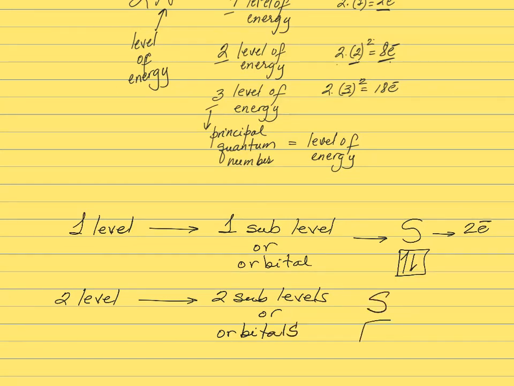S with the 2, P with 3 orbitals. 1, 2, 3, 4, 5, 6. So this S is able to accommodate 2. This one is able to accommodate 6, for a total of the 8 electrons that I can have in the second level. So the S orbital accommodates 2, but the P orbital is going to be able to accommodate 6 electrons.